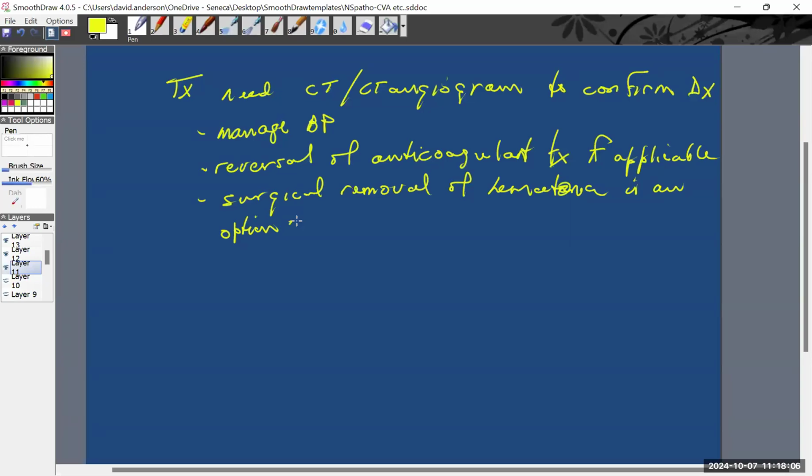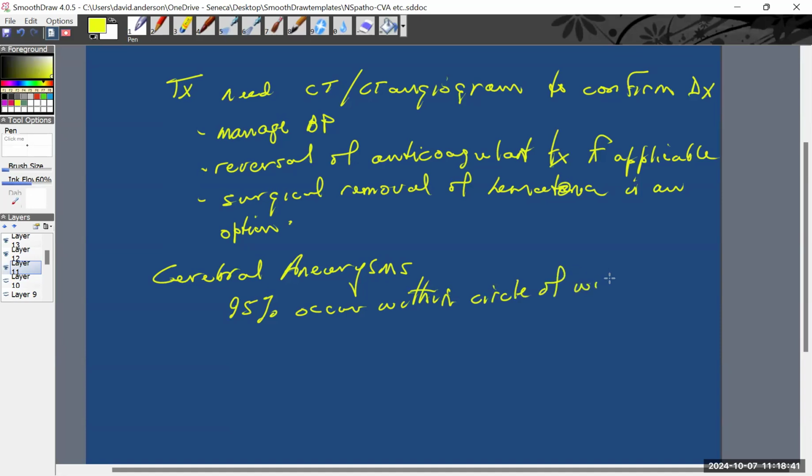So one of the most common mechanisms for a hemorrhagic stroke is through aneurysms, cerebral aneurysms. And cerebral aneurysms (95%) occur within that circle of Willis that we described, within the circle of Willis. So we'll go back to that circle of Willis as a quick review.